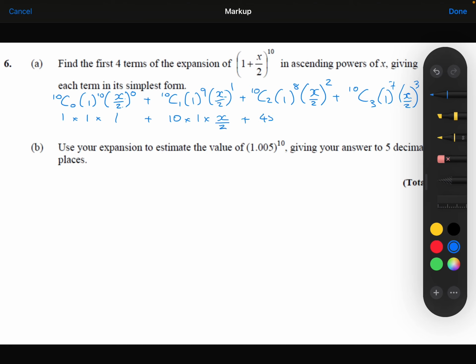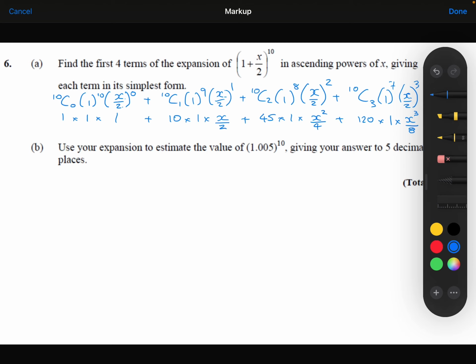10c2 is 45, 1 to the power 8 is 1, and (x/2) all squared would be x squared over 4. Then 10c3 is 120, 1 to the power 7 is 1, and (x/2) all cubed will be x cubed over 8.